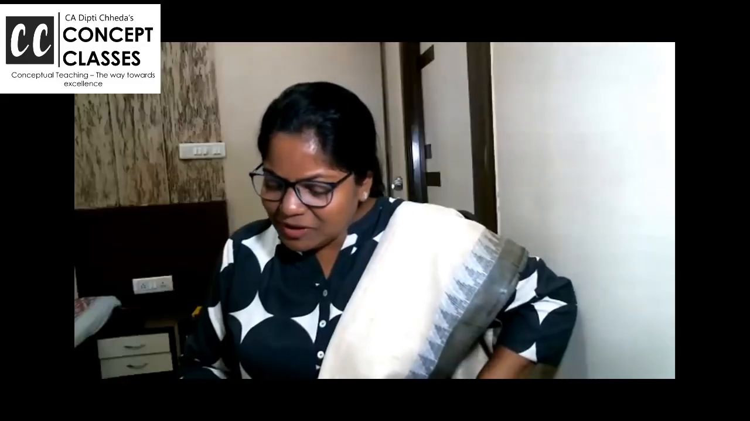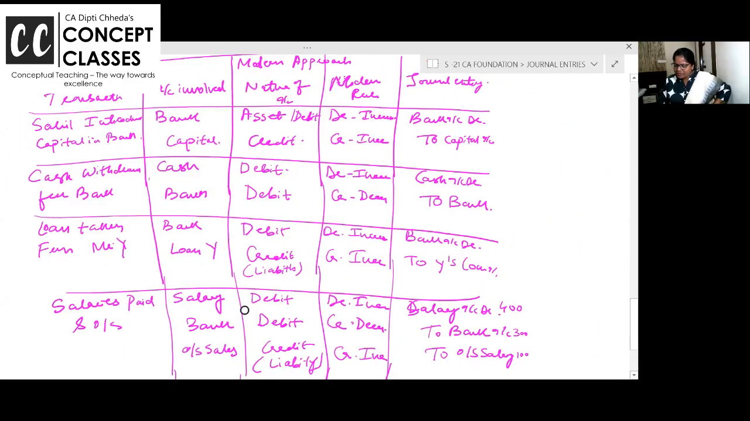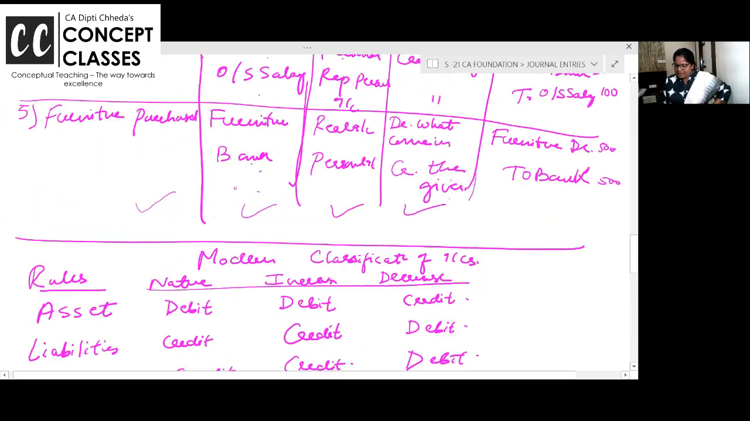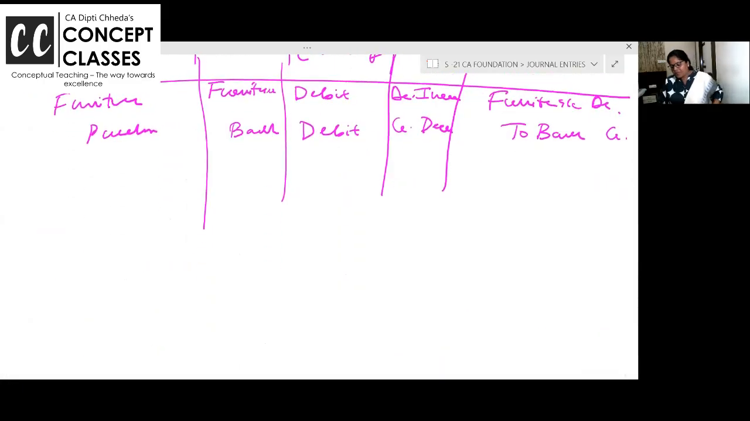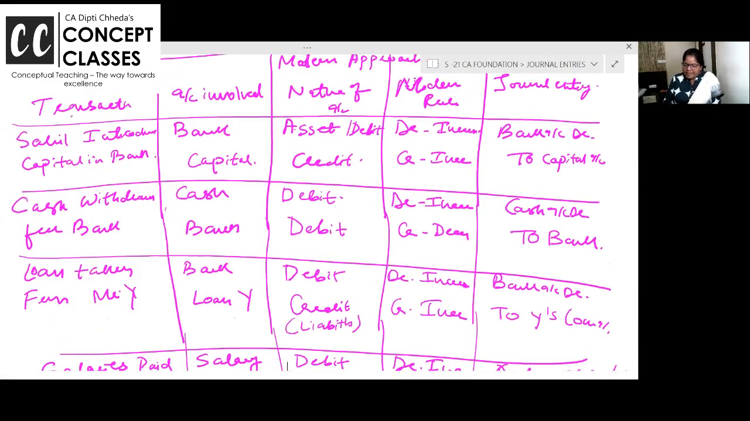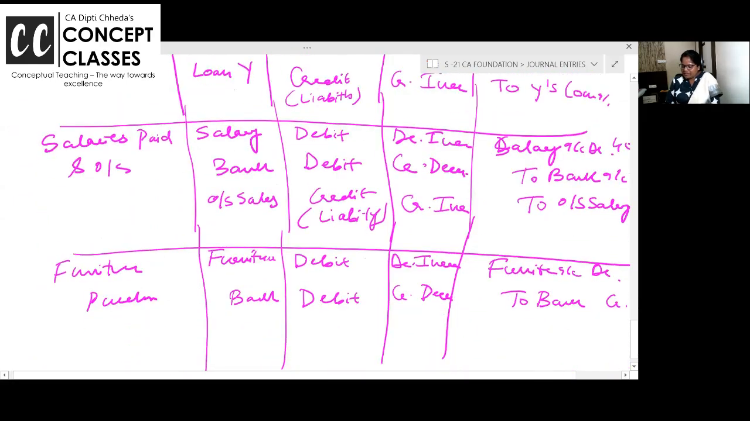Yeah. Come with me to the notebook please and first check this. Ye kal ka class hai. Was this interpretation all clear to all of you? Yesterday's class. Modern approach, traditional approach. What is the mind map I gave you? Read the transaction. Decide the accounts involved. Nature of the transaction. According to the nature of the transaction, you apply whichever rule you want, modern approach or traditional approach, and then pass the journal entries.